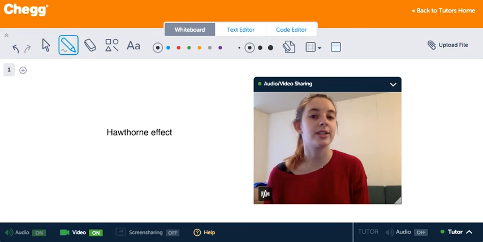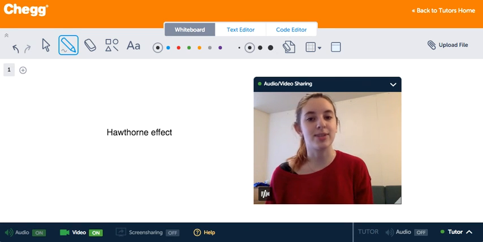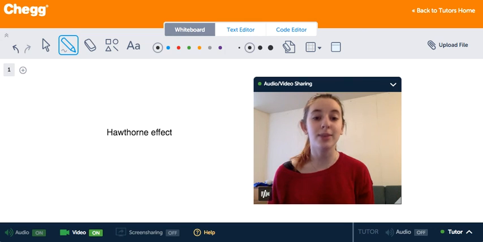This is where subjects subconsciously change their behavior to fit the expected results of an experiment. But despite these alternative explanations, the Hawthorne effect has been well established in the empirical literature beyond the original studies. And so that's a little bit about that.